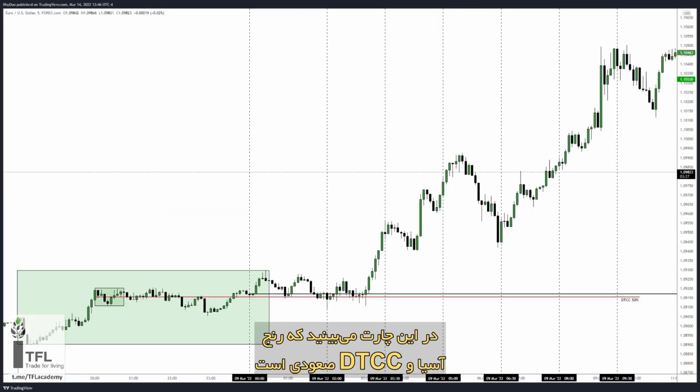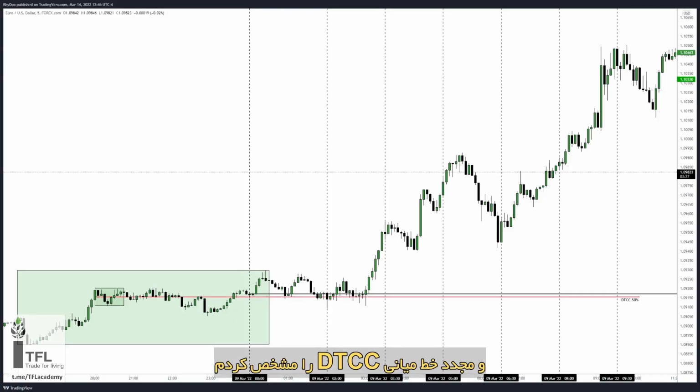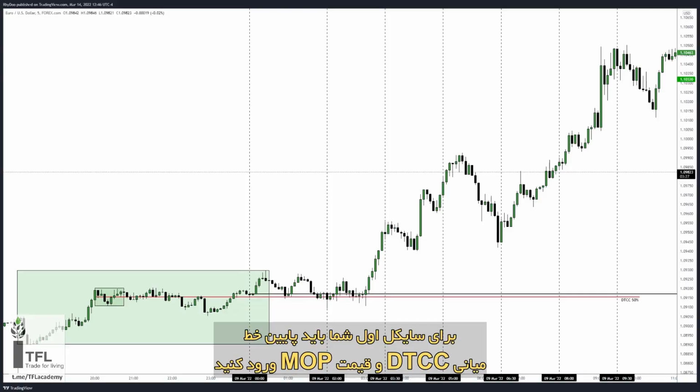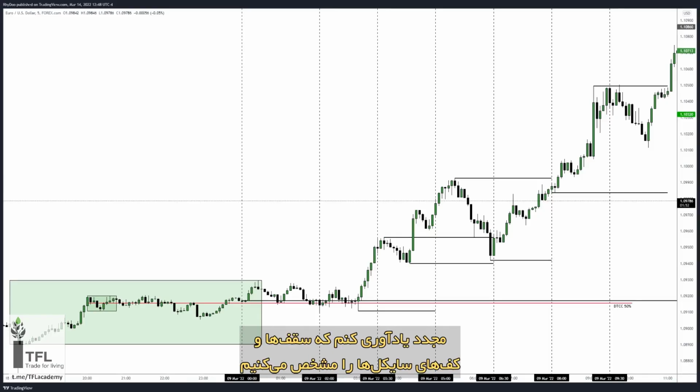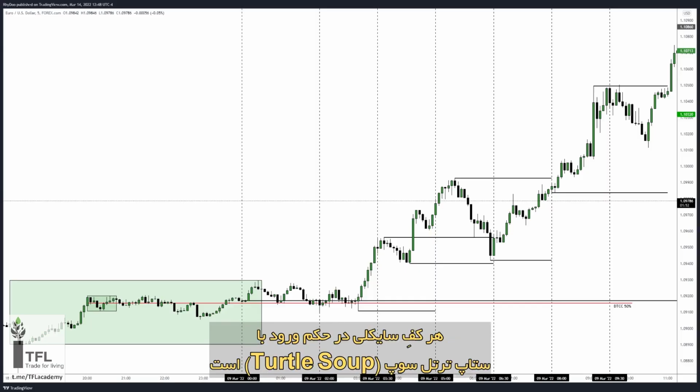In this chart you can see Asian range is bullish, DTCC is bullish, and I also noted the midpoint of DTCC again. You want to position yourself below the midpoint of the DTCC window and below midnight opening price for the first cycles. After that you want to position yourself below or above the cycle's opening price. Again, I noted the highs and lows. In bullish bias, we do want to target the cycle's highs. All cycle lows can act like turtle soup entry.